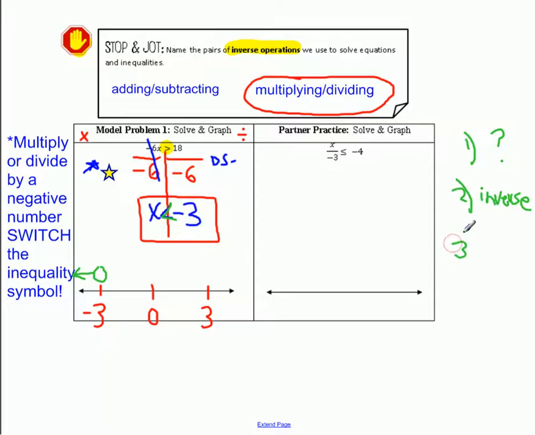And 3, actually do the solving. And ask yourself, do I need to draw a star here? I'm going to give you the hint right now, you are. Which means you're going to need to switch your inequality symbol. If it's greater than, it has to go to less than. If it's less than, it has to go to greater than. Pause the video, try it out. You and your partners need to go through these 3 steps. And of course, graph. When you're ready, come back and we'll go over it together.